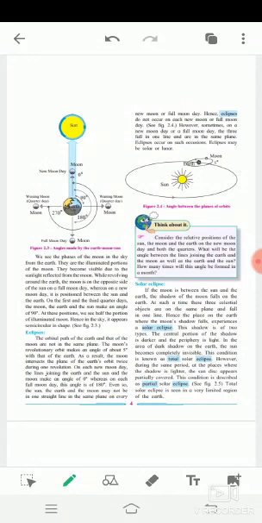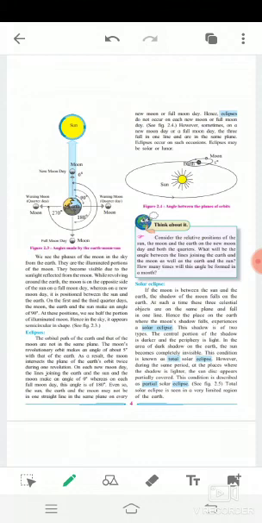This is the continuation of geography chapter number 2. So let's start. In the previous video we learned about the moon's motions, perigee and apogee, and the phases of the moon. Now we are going to learn about eclipse.